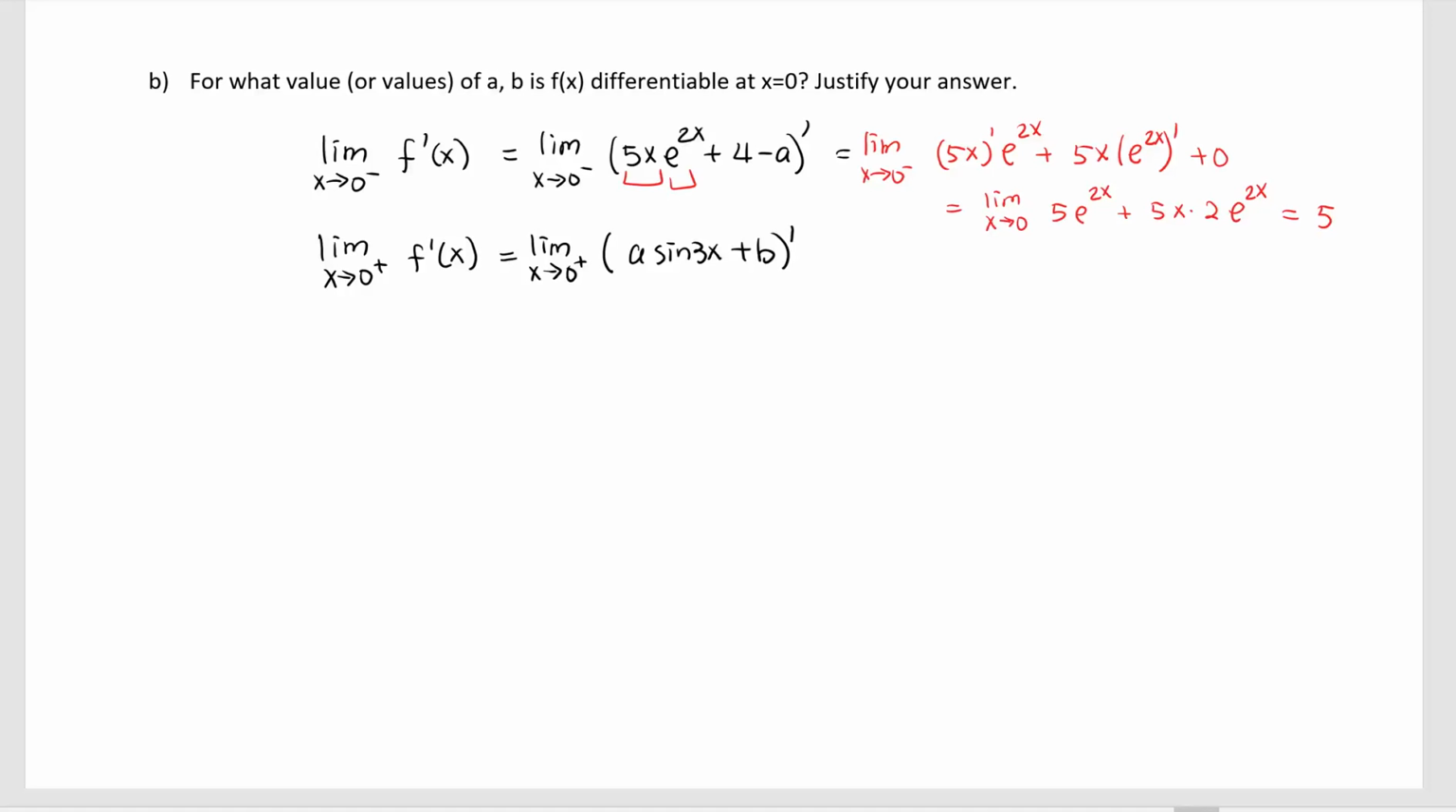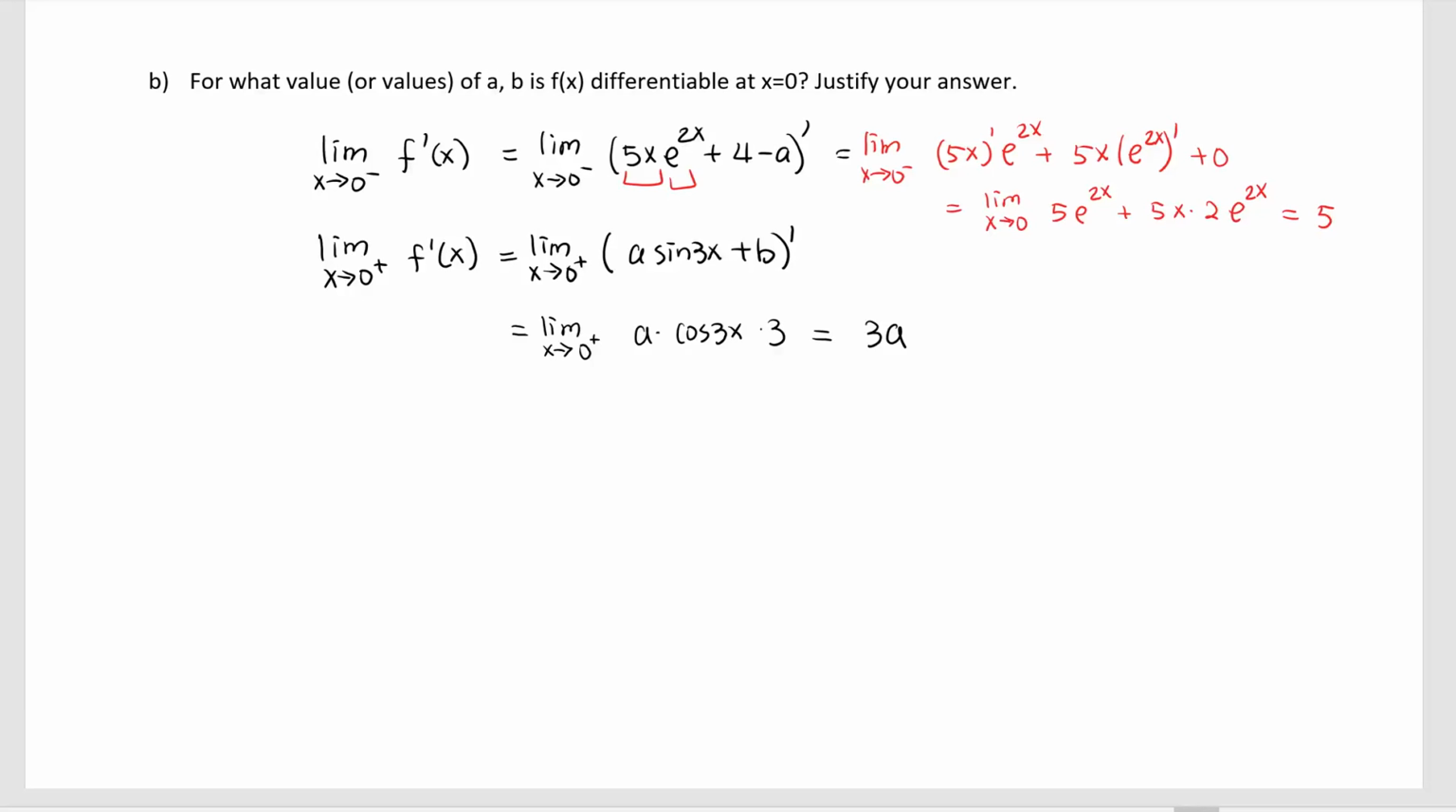How about on the other side? Here a is a constant. Don't use the product rule here. This is not a product. So a is a constant multiple and stays the same. Derivative of sine is cosine. But because of the chain rule, you have an extra factor of 3. And the derivative of b is just a number. Derivative of a constant is 0. Now you plug in x is 0, so cosine 0 is 1, so we have 3a here.